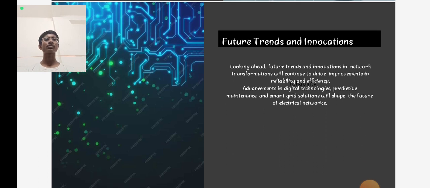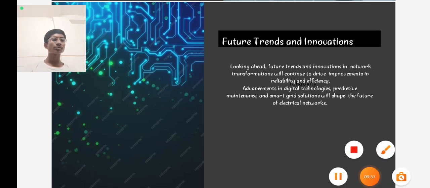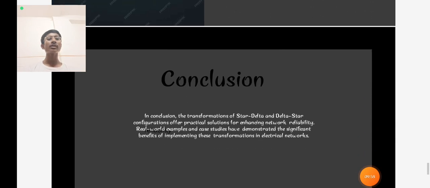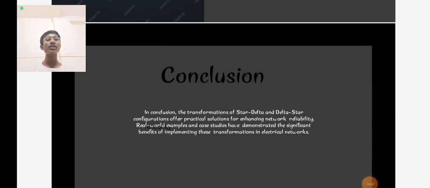Conclusion. In conclusion, the transformation of star delta and delta star configurations offers practical solutions for enhancing network reliability. Real world examples and case studies have demonstrated the significant benefits of implementing these transformations in electrical networks.